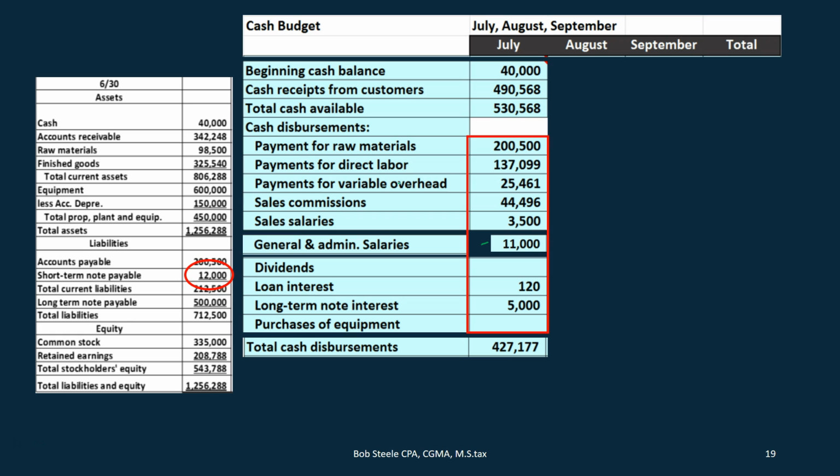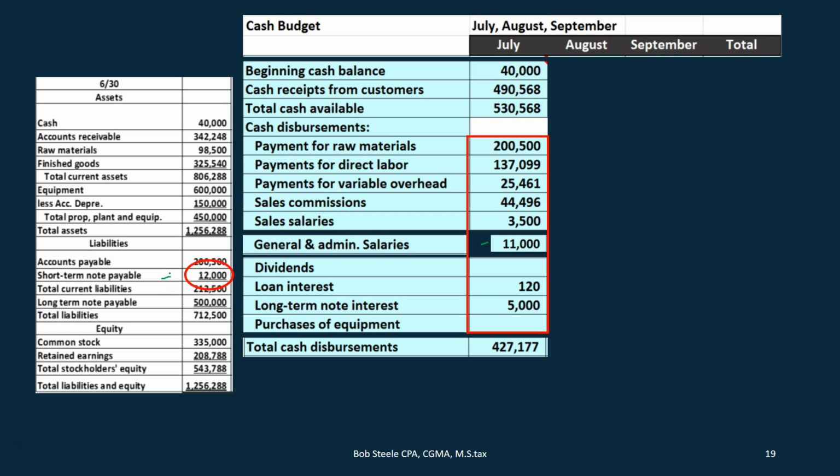Now I'm going to make another assumption that we commonly do in a problem, commonly do in practice, and that's going to be that we want to maintain a minimum balance of 40,000. That's going to be an assumption that we're going to make in this particular problem. And if we receive more than that, if we're above the 40,000 each month, we're going to pay off the line of credit. So we have this line of credit. That's what this short-term loan is.